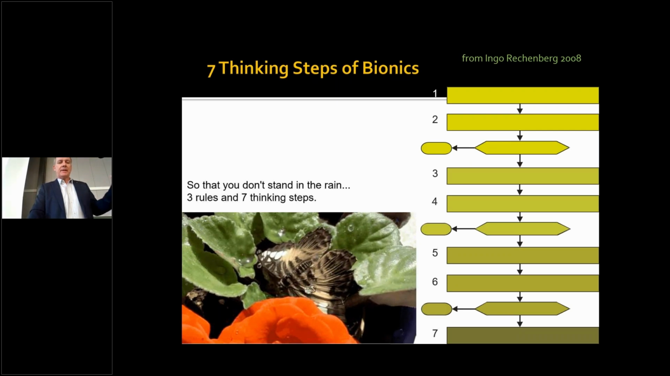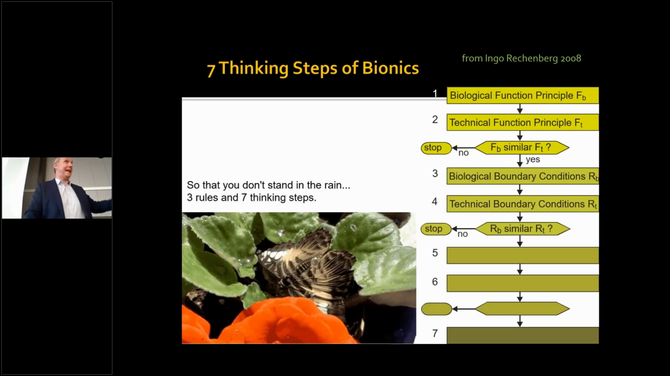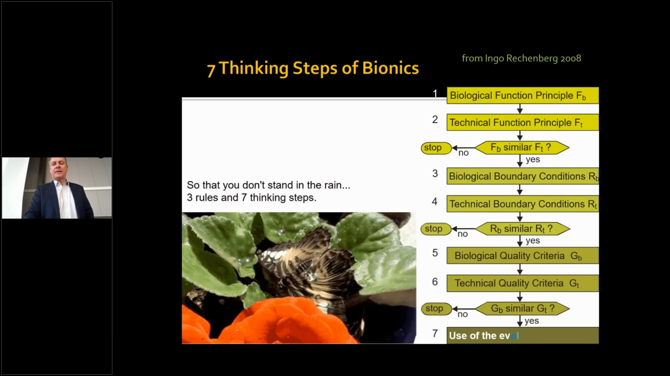So, so that you don't stand in the rain, there are 3 rules and 7 thinking steps. Function, similar, yes or no? No, then stop. Yes, go ahead. Boundary conditions, similar or not? Stop, or calculate and go ahead. And then the biological quality criteria. And when even those are similar, then you can use the evolutionary solution. Otherwise, you have to trick around somehow.